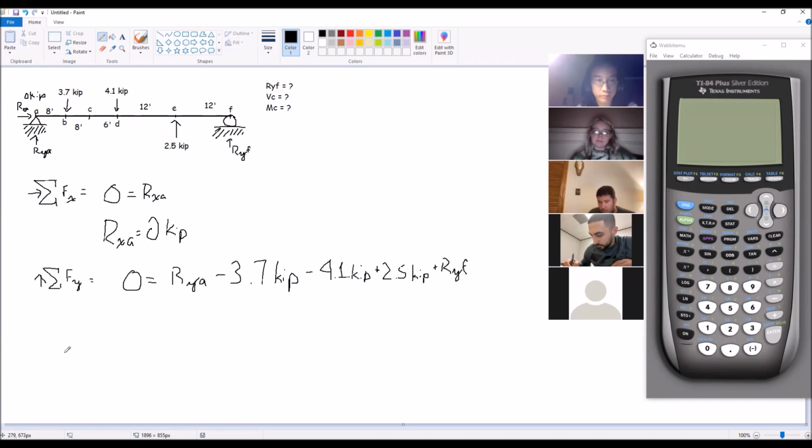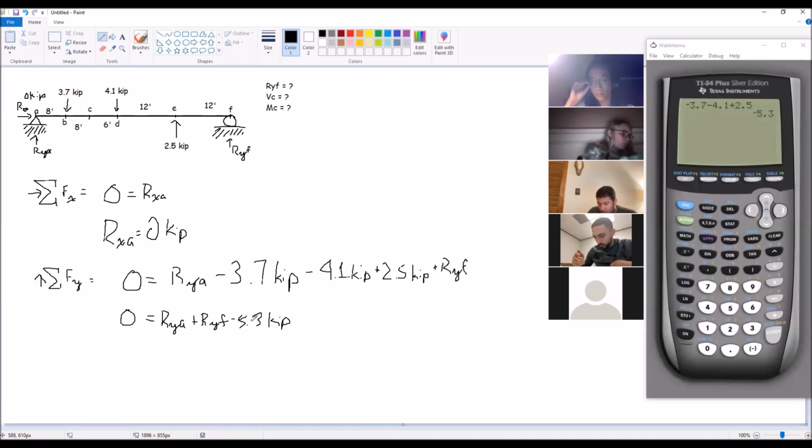Cool. So we're going to simplify this real quick. 0 equals RYA plus RYF. So we have all the unknowns, and we're going to add together these known values. Calculator here. Negative 5.3, beautiful. Minus 5.3 kips.